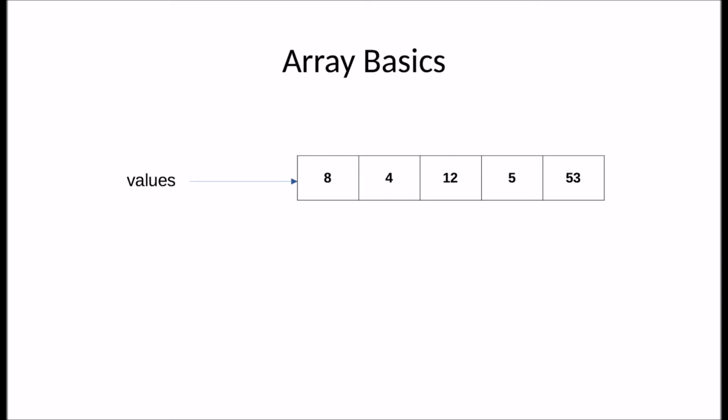Here you can see an example of an array. I have an identifier named values. Values stores the address of the first element of the array, which is 8. And this array has a size of 5, so the indices start at 0 and end at 4. Note that you never access an array at its size. So you never want to access this array at index 5, which would go beyond the bounds of this array.